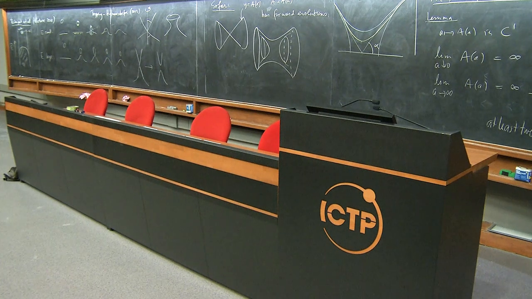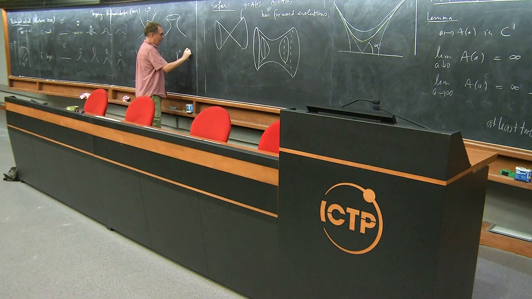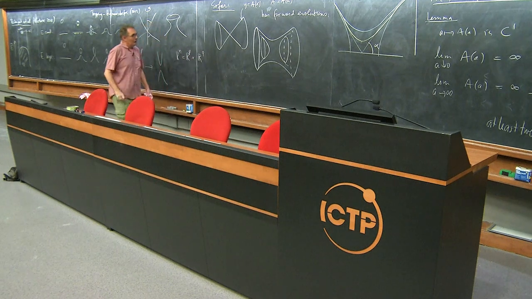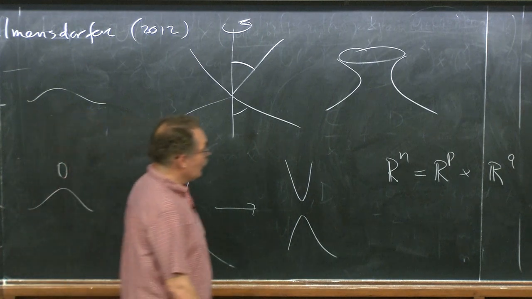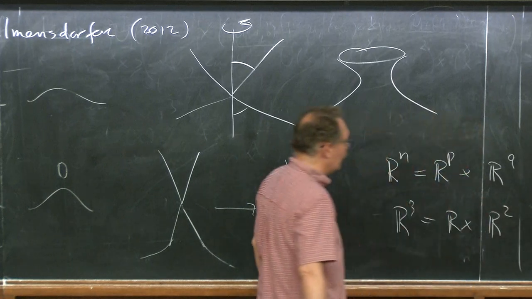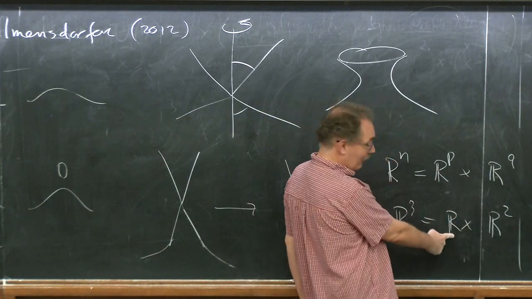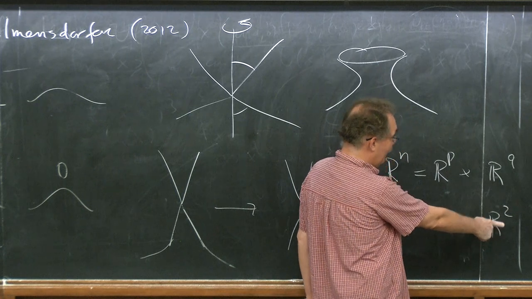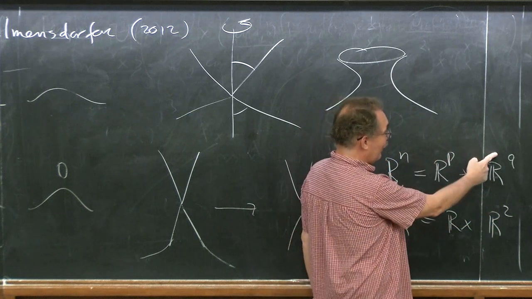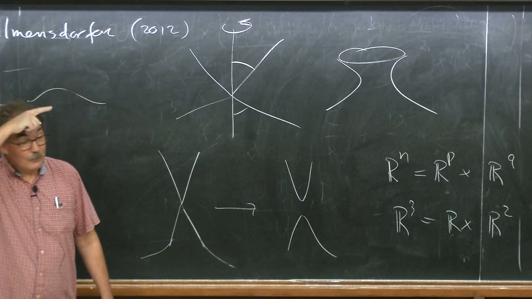Okay, so I spent more time on this. So tomorrow what I want to do is talk about solutions in R^n, where you regard R^n as R^p cross R^q. So far, today, we've been looking at R^3 as R cross R^2, and we assumed rotational symmetry in one of these two factors. So here we had reflection symmetry in R and rotational symmetry in the plane. Tomorrow we'll assume rotational symmetry in this and that factor, and you get a much richer family of examples.